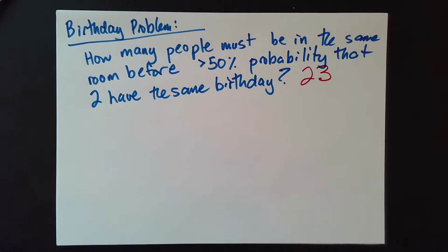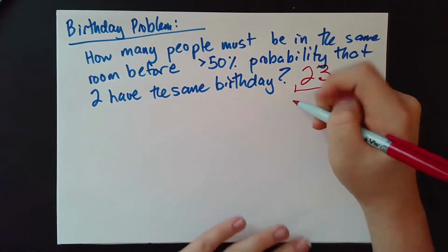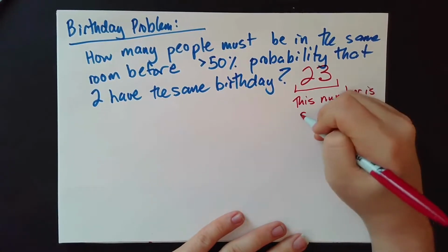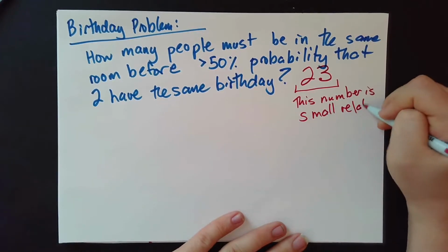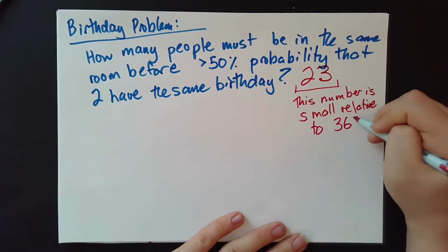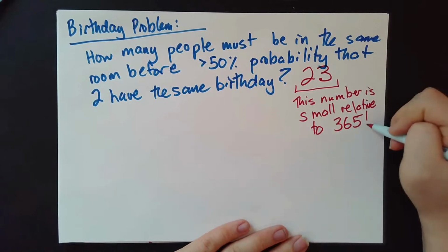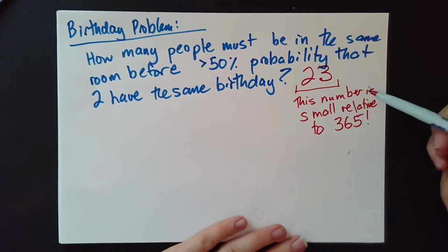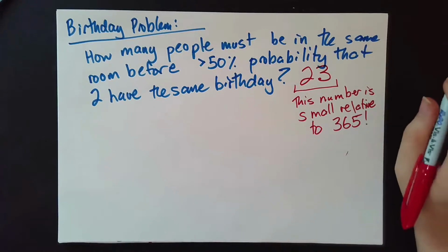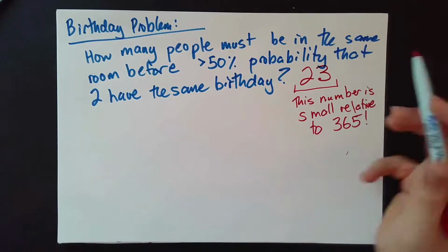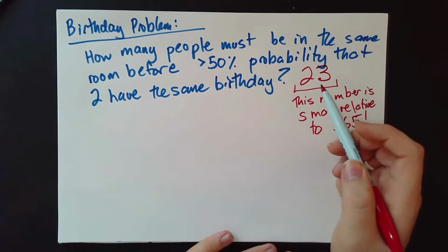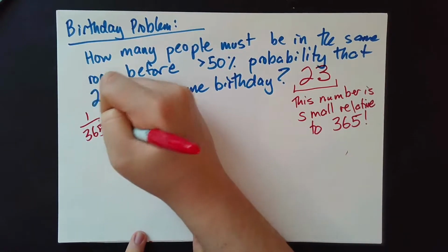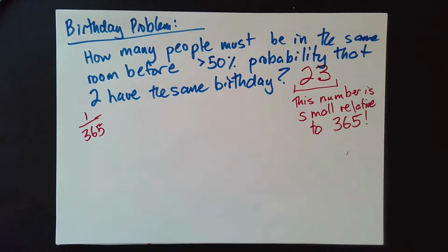Okay. And the point of this is, hey, this number is pretty small relative to 365. That's an exclamation point, not a factorial, although I guess it's also true if that's a factorial. Okay. And there's a good reason why this number's a lot smaller than you might at first think. And that's that you might be sort of thinking about this 1 in 365 number. So the probability that two people have the same birthday should be 1 in 365.